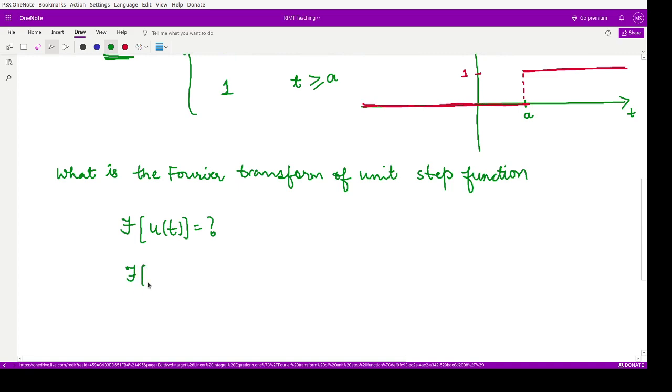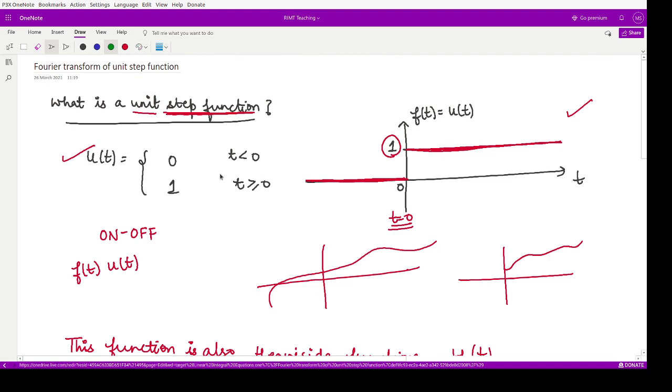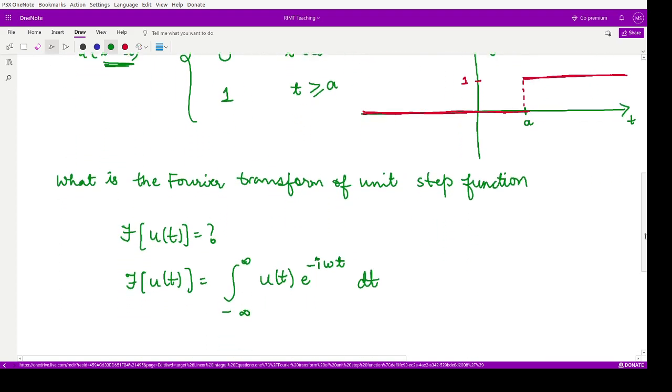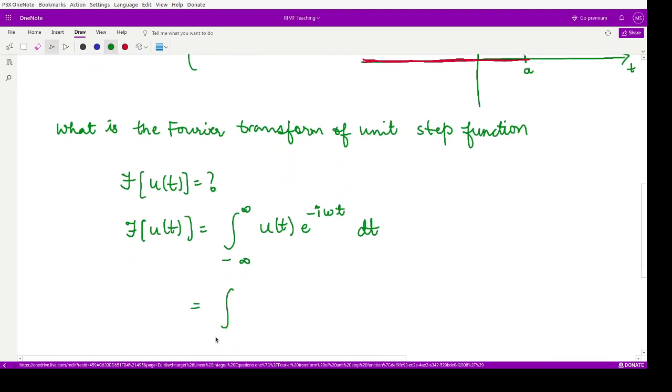The definition to calculate the Fourier transform is the integration from minus infinity to infinity of the given function multiplied by e to the power minus iota omega t dt. And you know the definition of this function u of t. It is 0 whenever t is less than 0 and 1 whenever t is greater than or equal to 0. So we can now break the limits: from minus infinity to 0, the value is 0, so it is 0 times e to the power minus iota omega t dt, and then from 0 to infinity, 1 times e to the power minus iota omega t dt.